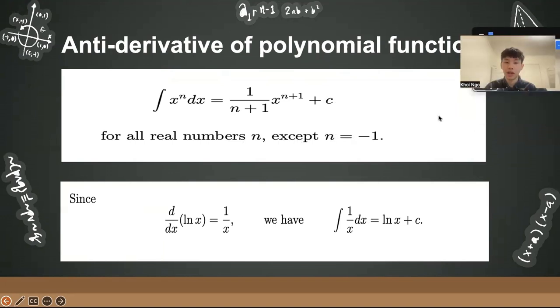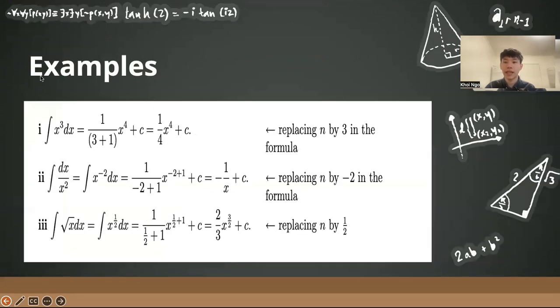And for the special case, what should we do? That is when n equals -1. That means we take the antiderivative of x to the power of -1 dx. And we already know that d/dx of ln x equals 1 over x. So that's why the antiderivative of 1 over x is ln x plus c. That is the solution for the special case, right? And then let's keep going with the examples.